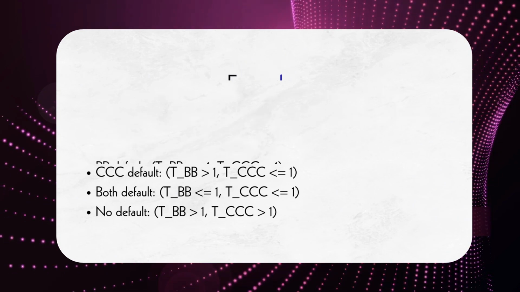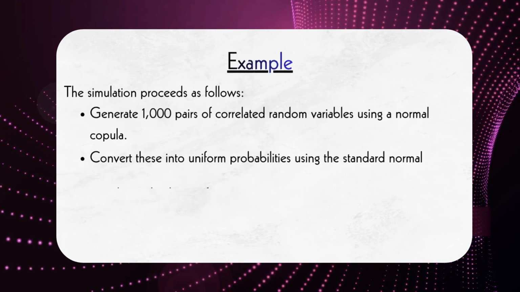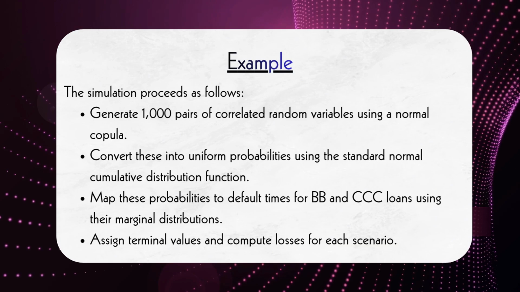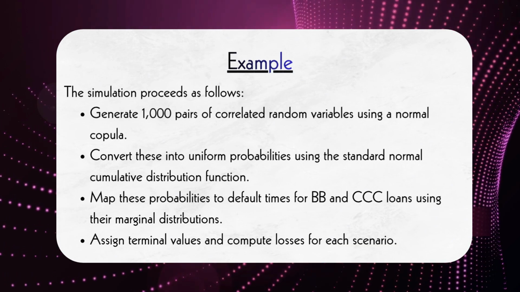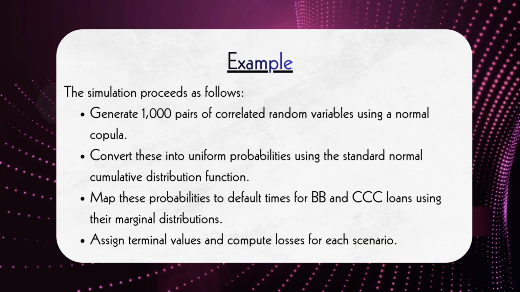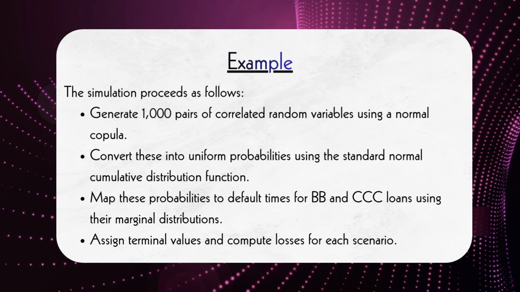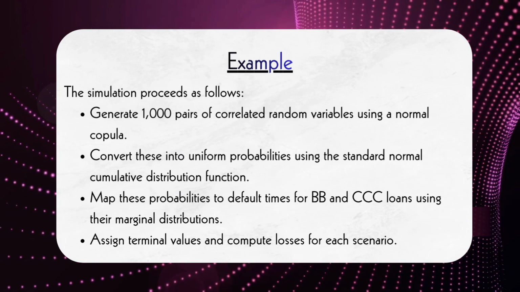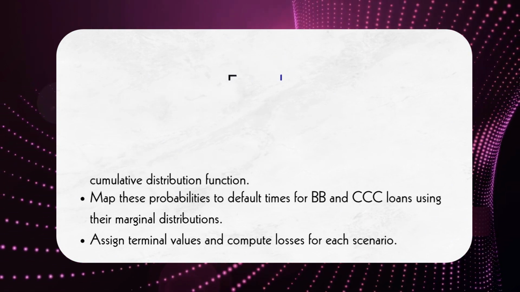We simulate 1,000 correlated scenarios using a normal Copula. These simulated values are converted into probabilities and then mapped to default times for each loan. For each scenario, we assign a terminal value and calculate the loss as the difference between the initial portfolio value and the simulated terminal value.